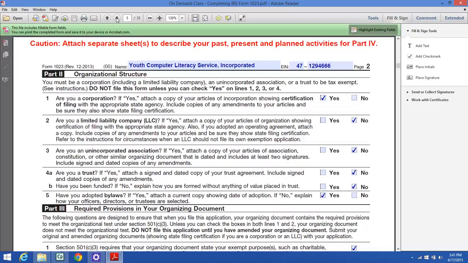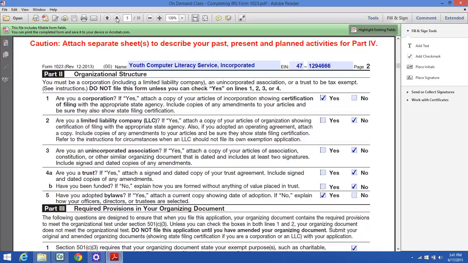Now, the approval stamp is showing certification of filing. So that is what this question is referring to. So you would put yes. And then you remember to include those articles in your application. So I would suggest that you go ahead and get those articles and put them face down on a table or desk or wherever you're working so that you will have those in the correct order in which they should appear in your application.